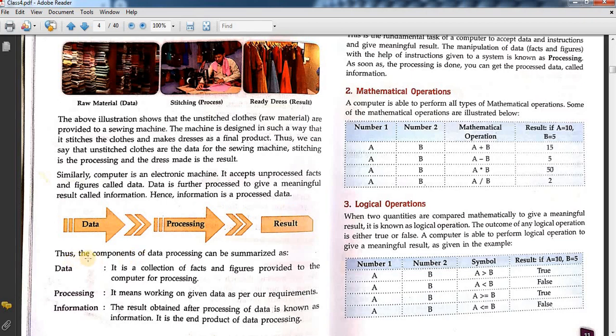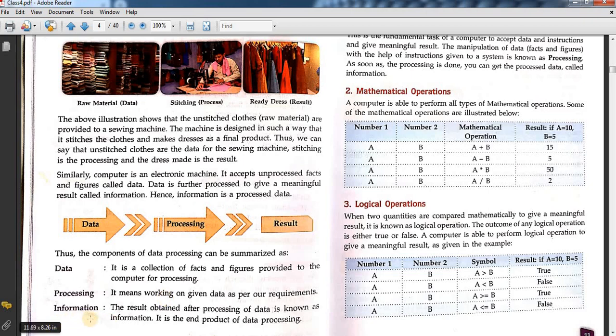The components of data processing can be summarized as, first of all, data. It is a collection of facts and figures provided to the computer for processing. Whatever data we need the computer to process is known as data. Now processing means working on given data as per our requirements. Suppose we want to add two numbers, then we need to give the inputs to the computer. Then the computer will add the two numbers. That is known as processing.